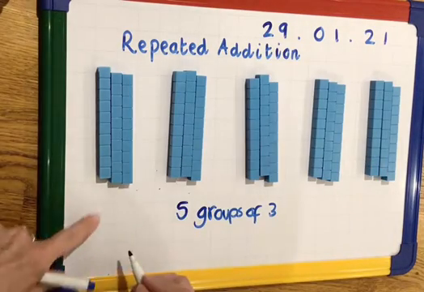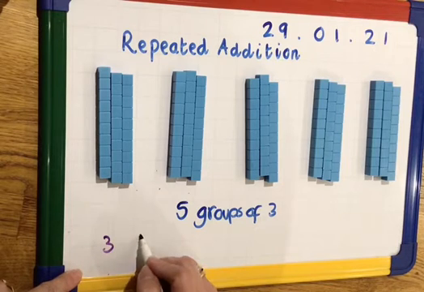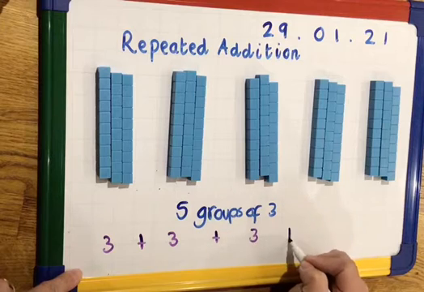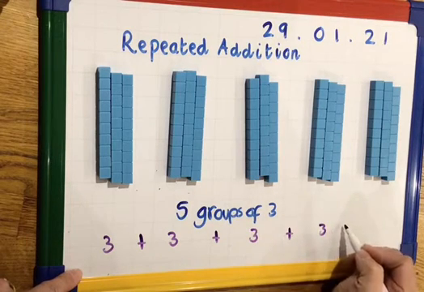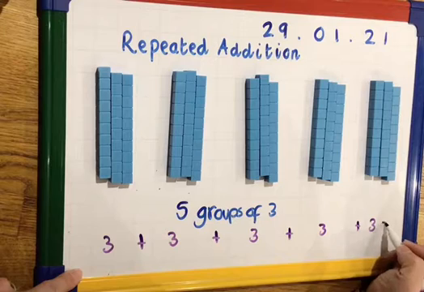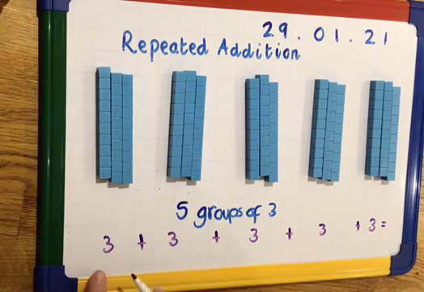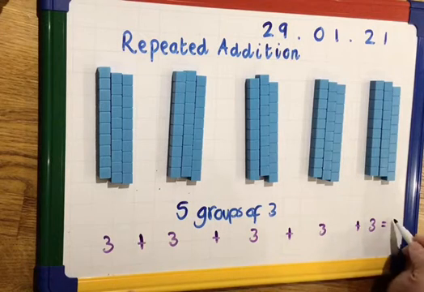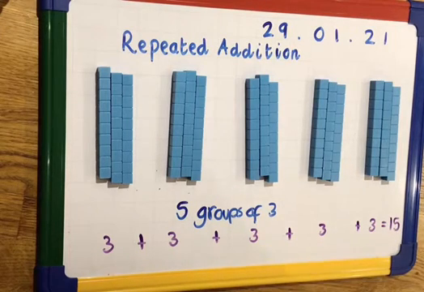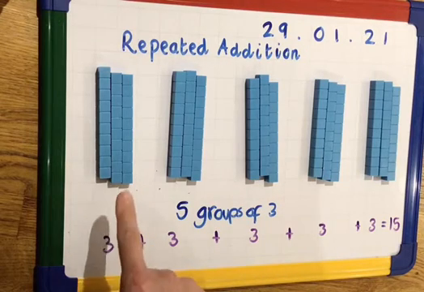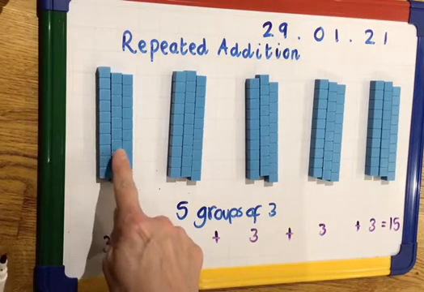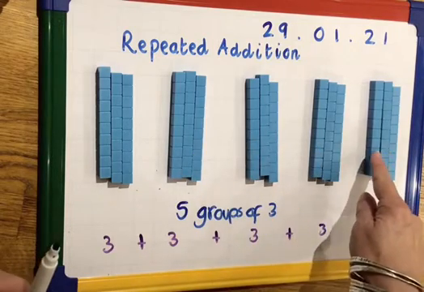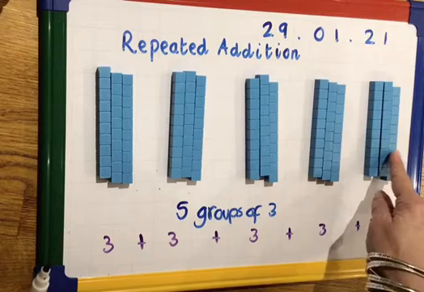So let's try it. So I've got 3 here. I'm going to add on 3 here, add on 3 here, add on 3, and that equals 3, 6, 9, 12, 15. That equals 15. Let me just double check that I've got the right answer because I can count how many I've got. 1, 2, 3, 4, 5, 6, 7, 8, 9, 10, 11, 12, 13, 14, 15.